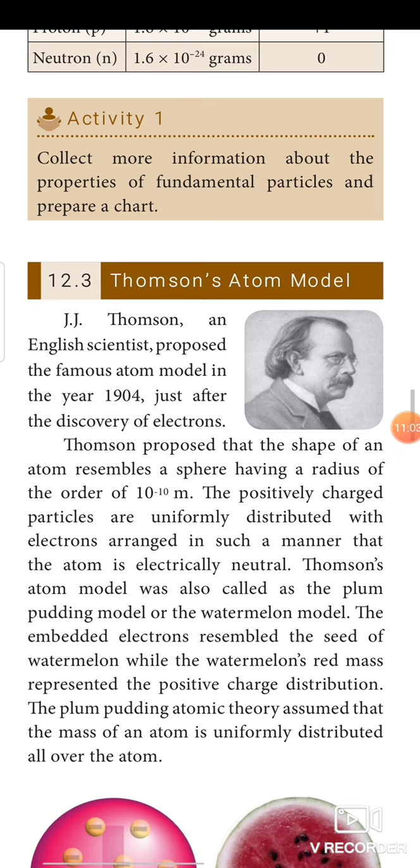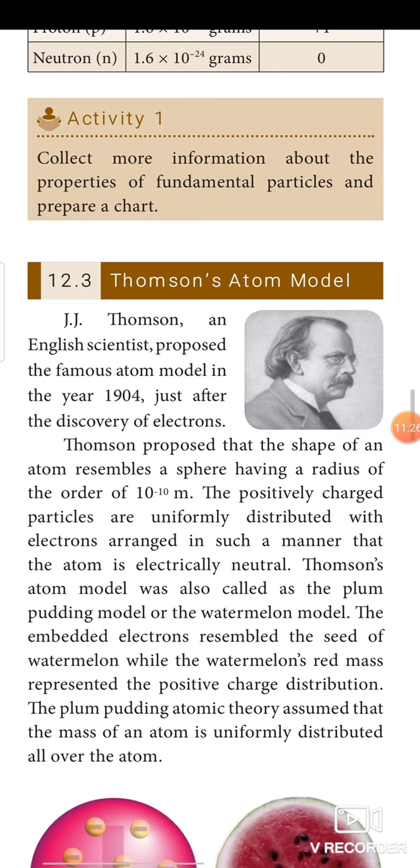Thomson proposed that the shape of the atom resembles a sphere having a radius of the order of 10 to the power minus 10 meter. The positively charged particles are uniformly distributed with the electrons, arranged in such a manner that the atom is electrically neutral. Thomson's atom model was also called the plum pudding model. You might have seen the pudding cake.